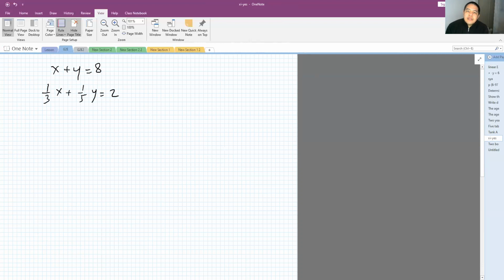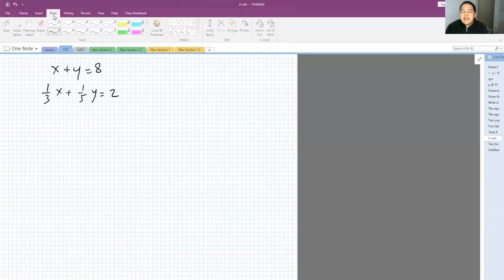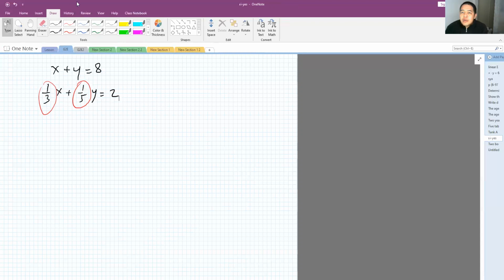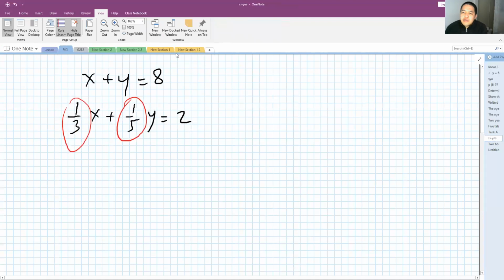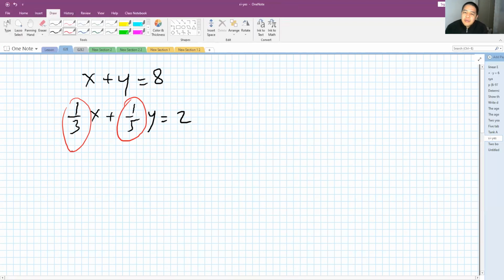Well, the first thing is, sometimes we deal with a situation like this that has a fraction. Normally the way I solve this, I try to make them into integers. So basically what I will do now is multiply the second equation by their least common multiple, which is 15. If you multiply all of them by 15, we get 5x plus 3y equals 30.